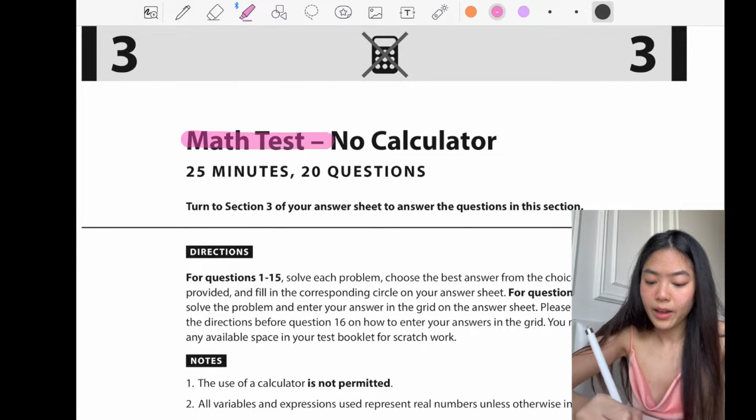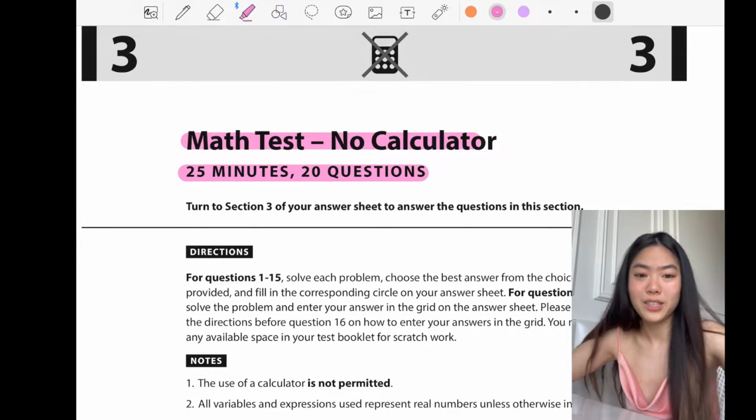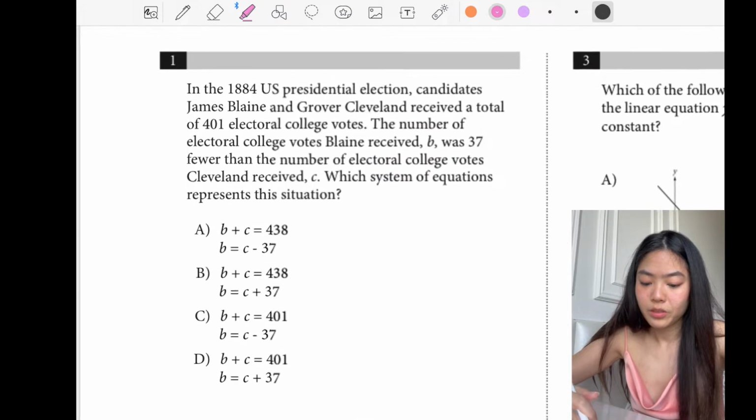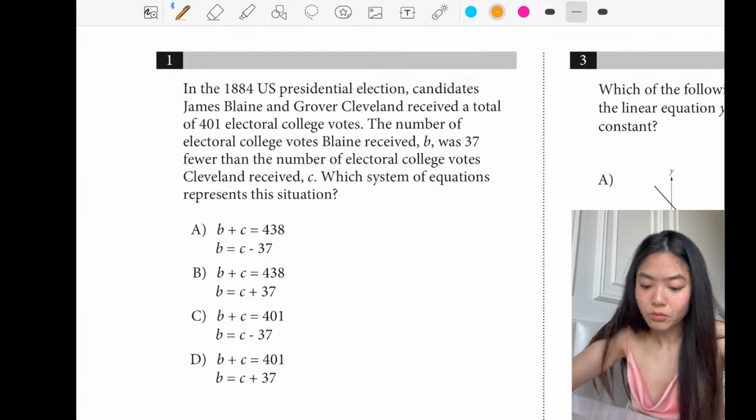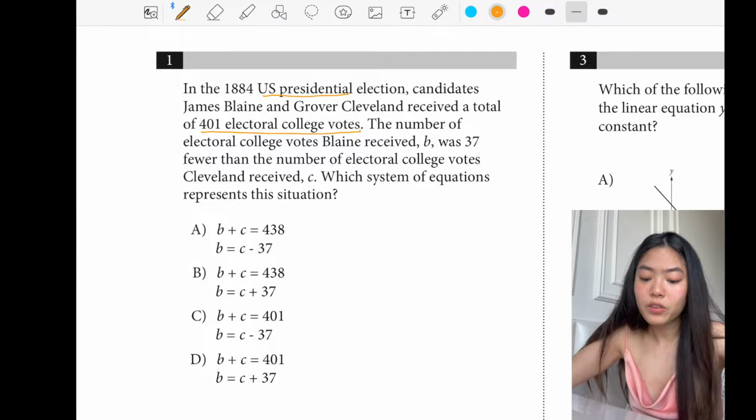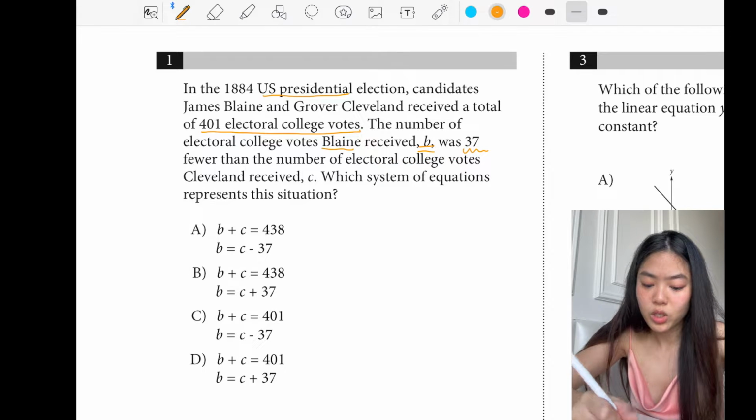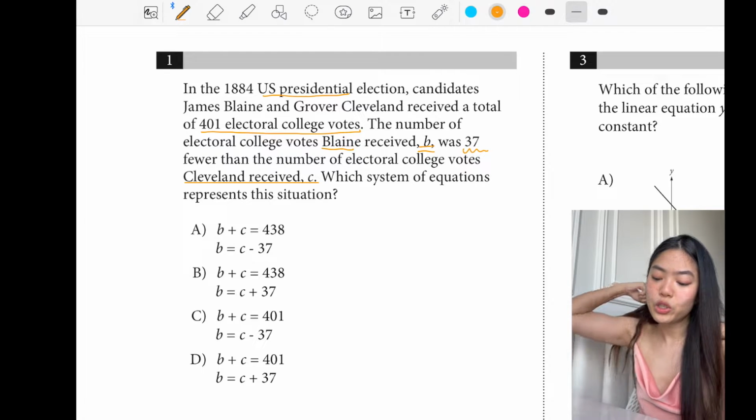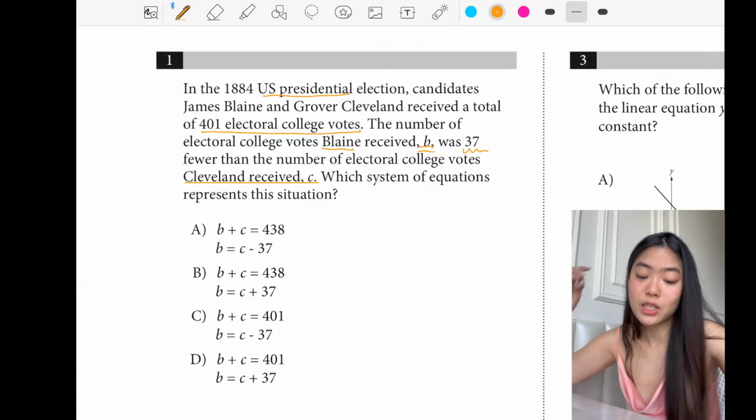Math test, no calculator, 25 minutes, 20 questions. Okay, the first one. The US presidential candidate has a total of 401 electoral college votes. The number of electoral college votes B received was 37 fewer than the number of electoral college votes for C. Which system of equations represents this situation?